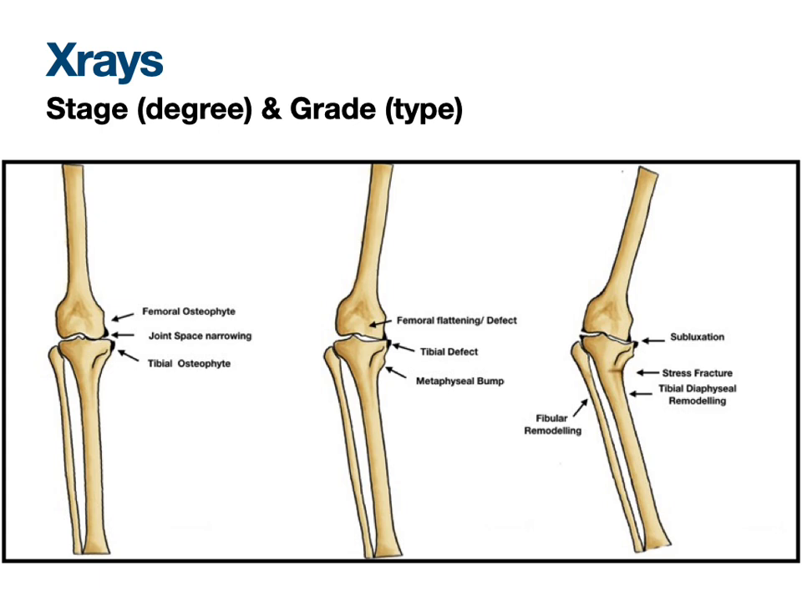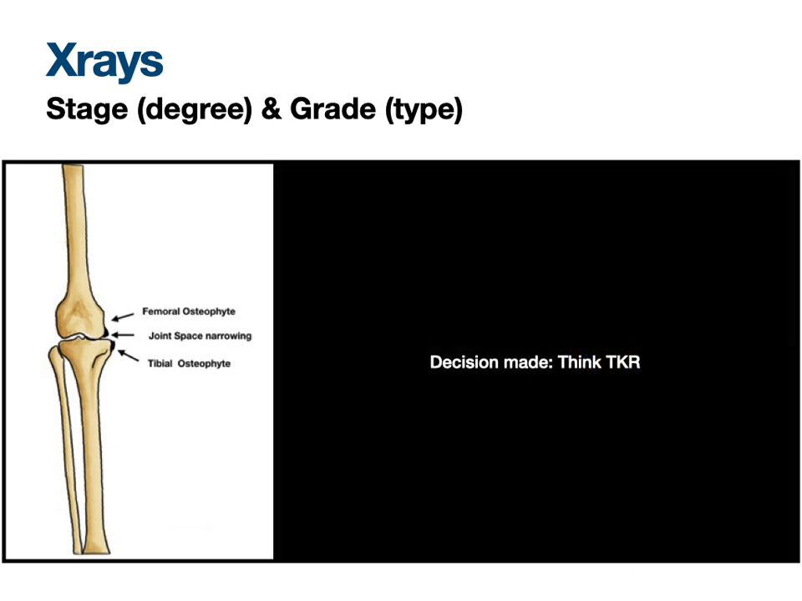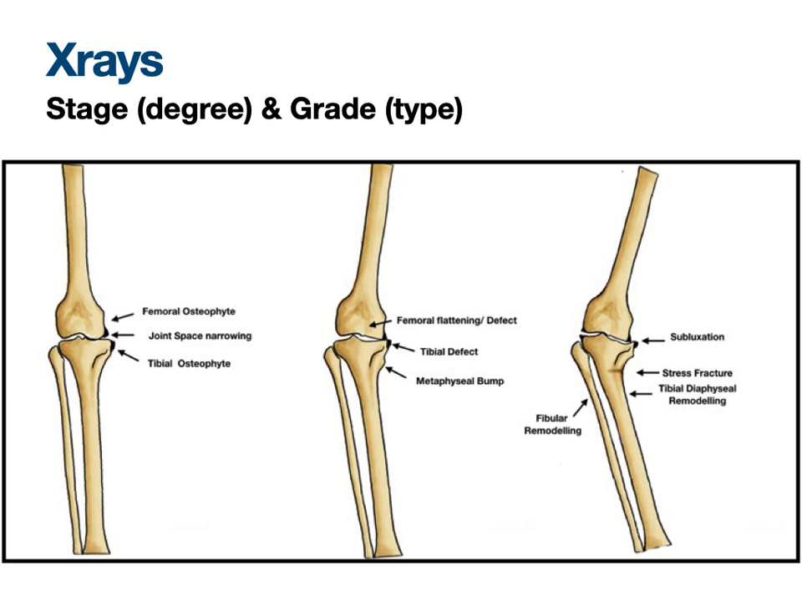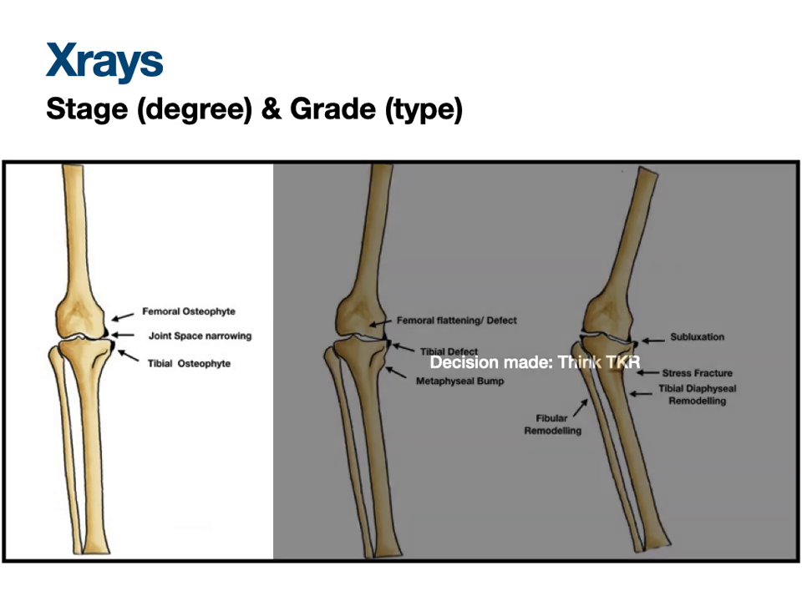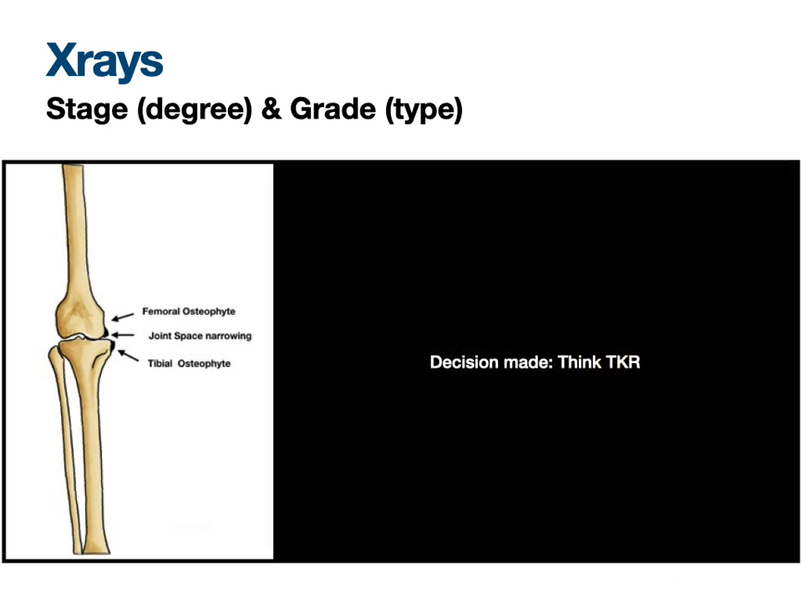So when you look at the X-rays, our decision for grade B and C is very clear. These are the ones that require a TKR. So for grade A, you can choose between HTO and UKR, and possibly in a small percentage of cases TKR. In grade B and C, where there is any amount of these changes that you see on X-ray, your decision should be fairly straightforward by making it TKR.